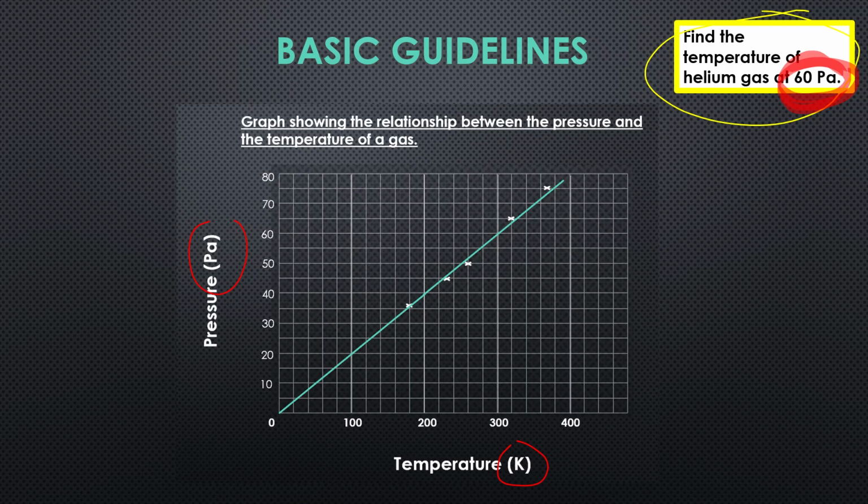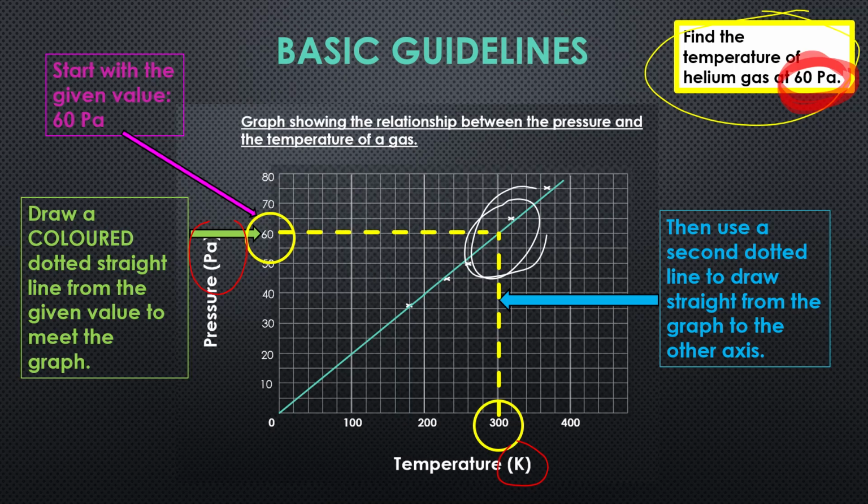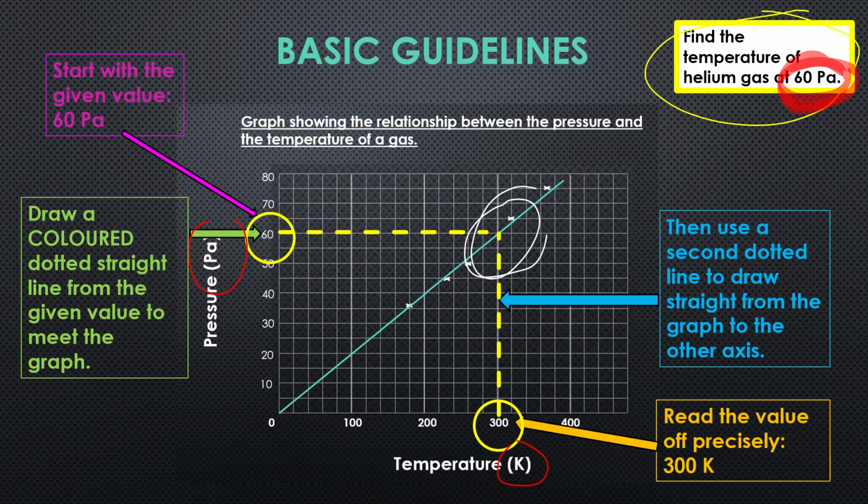You start with your given value of 60 Pascal and you find that on your graph. Then you use any colored highlighter or pen, something that shows the person that marks your test or exam will clearly see this dotted line. And then once your dotted line meets the graph, you need to go down with your dotted line until it cuts the next axis. So you can see that your last dotted line cuts the x-axis at 300. So that will be the correct answer of 300 Kelvin.